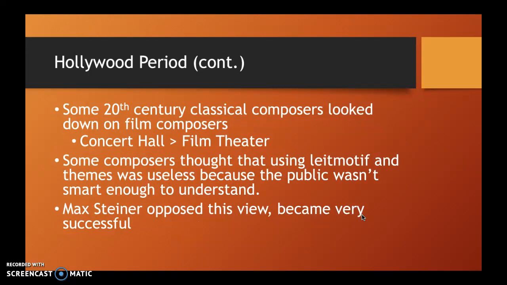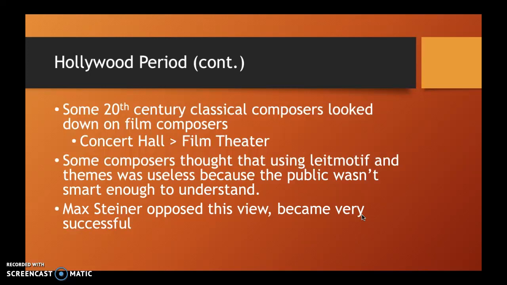Some 20th century classical composers looked down on film composers during this time because they believed that the concert hall was better than the film theater. Some composers thought that using leitmotif and themes was useless because the public wasn't smart enough to understand what was going on.